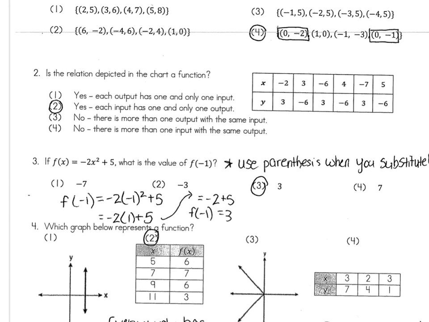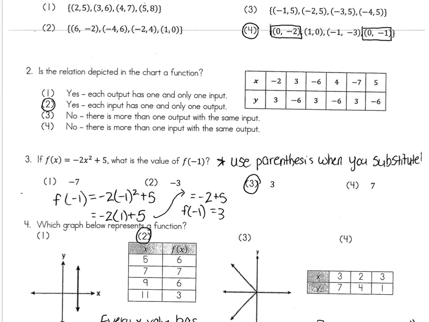Okay, number 2, is this a function? So does every x value get paired up with exactly one y value? So does -2 always go to 3? Yes. Does 3 always go to -6? Yes. You could say the same thing for every other point in that table, so answer choice 2 is correct. Every input, every x, has only one y.